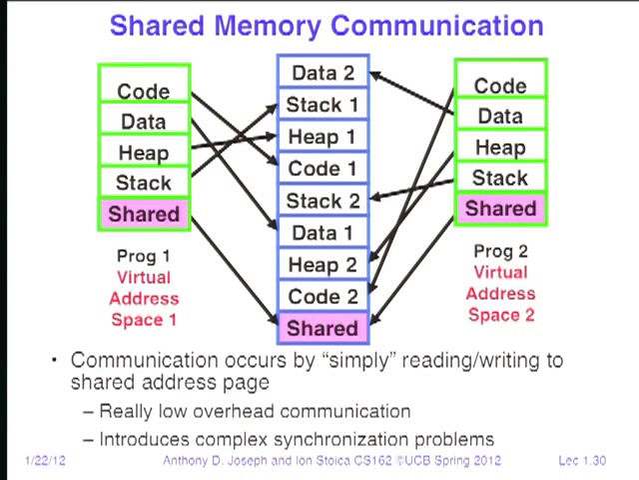So very low overhead for communication, but as we're going to see in later lectures, tremendous synchronization problems get introduced. Right? Because what happens if both programs try to write the same physical memory location at the same time? Which value gets written? Okay. And what if that's my bank balance?